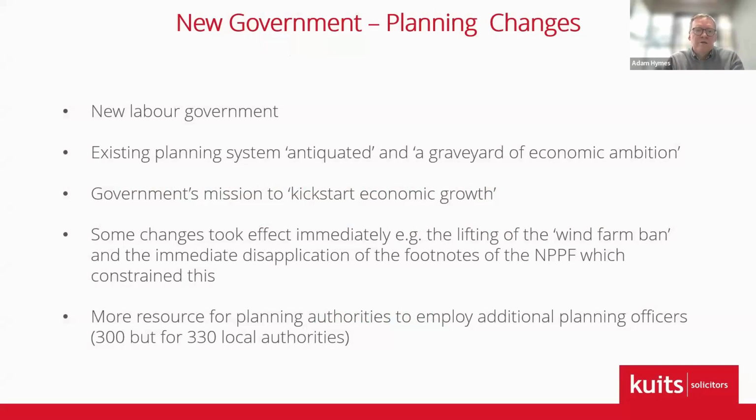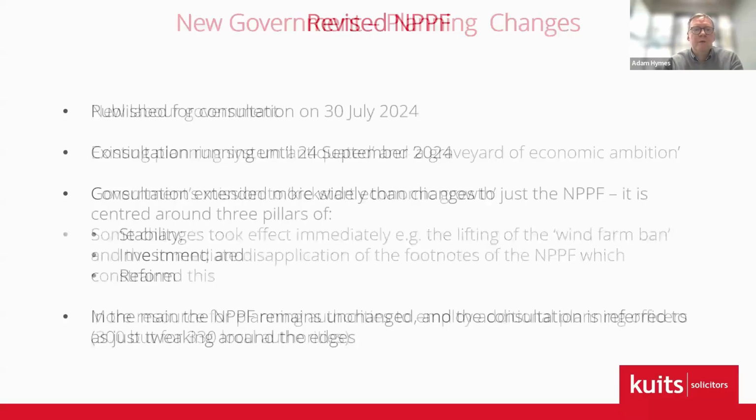So there are some immediate changes that have taken effect, including the lifting of a wind farm ban, as referenced there, and more usefully perhaps for those of us who deal with these matters, more resources for local planning authorities to employ additional planning officers. It's been a long-standing problem with understaffing, I think, accepted across the piece in local authorities.